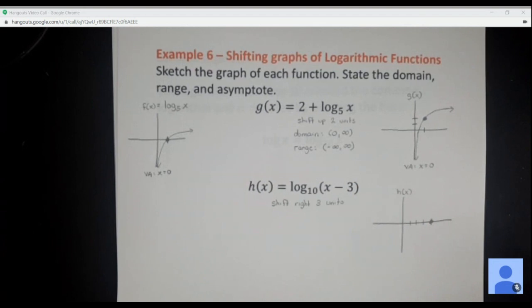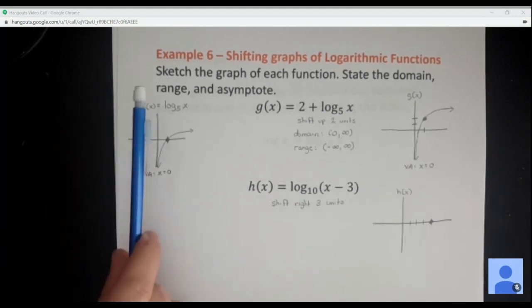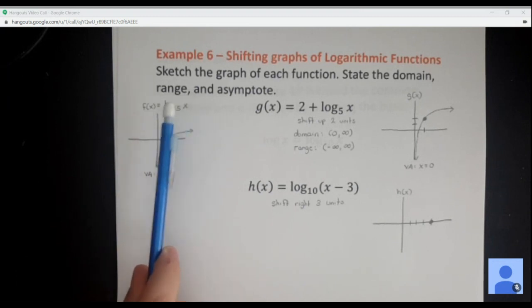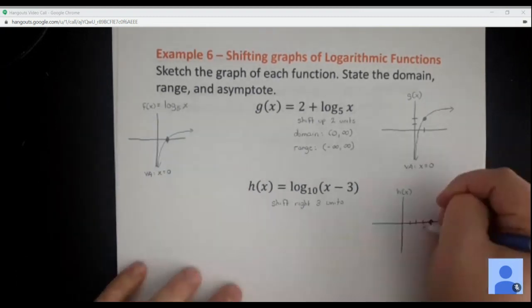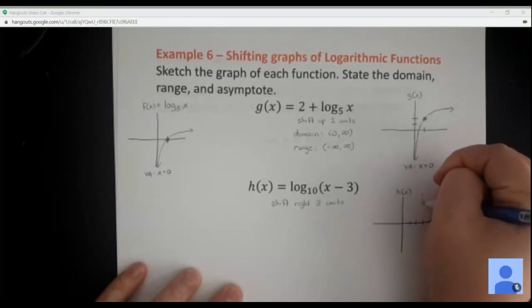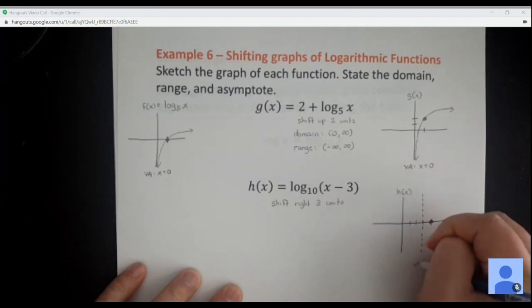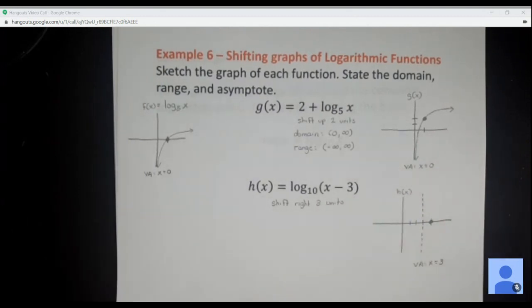What else do we know? Good. The vertical asymptote now that was at x equals 0, that's also going to get shifted over to the right 3 units, right? So instead of being at 0 now, that vertical asymptote is going to be all the way over here at positive 3. Vertical asymptote of x equals 3 this time.